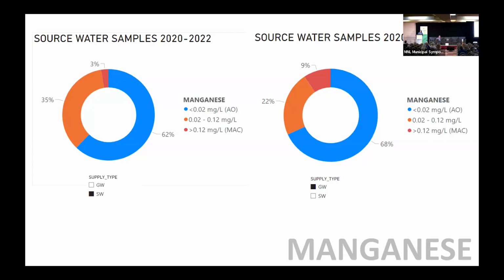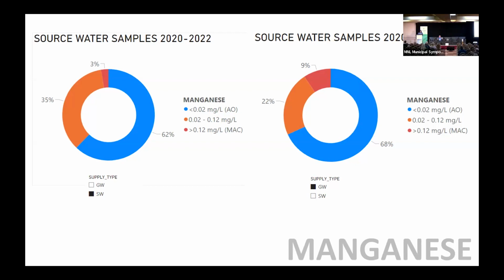A couple of other water quality issues that your communities may be facing are related to dissolved metals or particulate metals that might end up in your water. One of them is manganese. This has become a bit of a bigger issue in the last couple of years since the guideline changed for manganese in drinking water. Previously, there was just an aesthetic objective, but back in 2019, Health Canada set a more health-related guideline of 0.12 milligrams per liter.